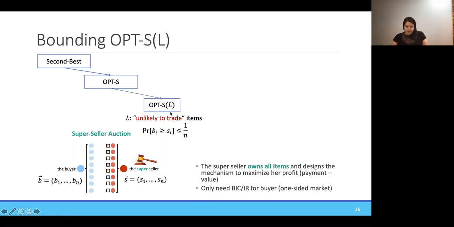Again, here's our depiction of the super seller auction. There's one super seller who owns all the items, is the mechanism designer, and this is the quantity we're bounding. We still need the mechanism we design to have incentives for both sides and get gains from trade. That's the quantity we're bounding.